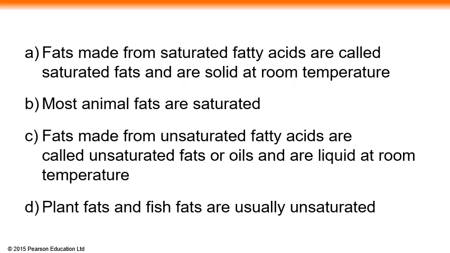Fats made from saturated fatty acids are called saturated fats, and they are solid at room temperature. Most animal fats are saturated, so they are hard. And fats made from unsaturated fatty acids are called unsaturated fats or oils, and they are liquid at room temperature. And plant fats and fish fats are usually unsaturated, as I mentioned earlier.